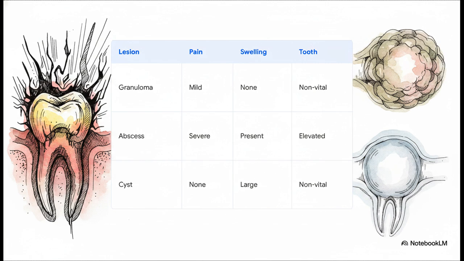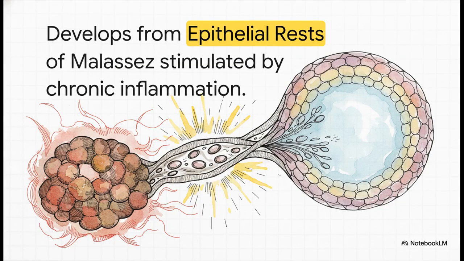But on the flip side, we have the chronic responses, the periapical granuloma and the radicular cyst. Now, a granuloma is really just chronic inflammatory granulation tissue trying its best to wall off the infection. And frankly, it's often completely asymptomatic, maybe just mildly tender. Cysts are also typically asymptomatic and very slow growing, though, if they get big enough, they can actually cause the jawbone itself to expand. Let's zoom in on that cyst for a second, because its origin story is super fascinating.